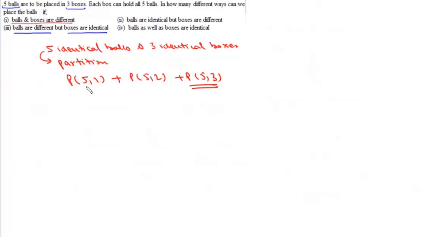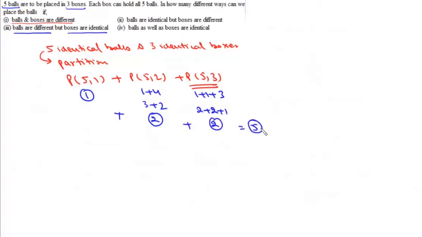Now in how many ways can we partition 5 into 1? There is only one way. Now what about 5 into 2? Now 5 into 2 can be either 1 plus 4 or 3 plus 2. So there will be 2 ways, and 5 into 3 will be 1 plus 1 plus 3 or 2 plus 2 plus 1. So we have 2 ways here. So the total number of ways will be simply 5. So we can distribute 5 identical balls in 3 identical boxes in 5 ways.